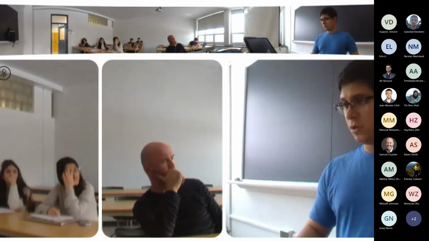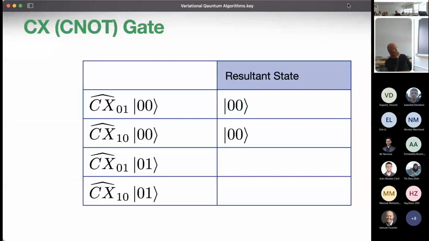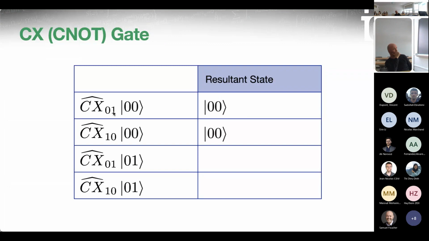Now, let me go back to the presentation. So the first one is the 0, 0, because we're controlling with the qubit on the right, which is 0. The second one, the control qubit is the one on the left. Okay? So that means when I apply to these two, the control is the one on the left, which is 0. So I do nothing.